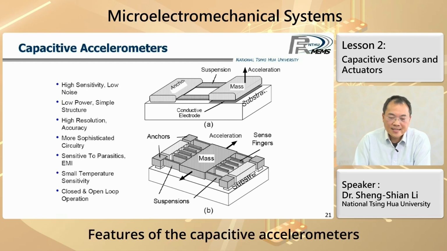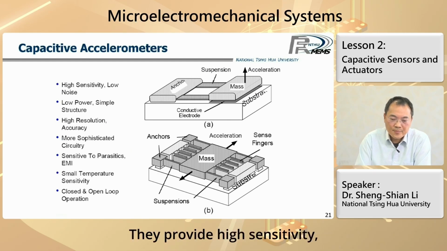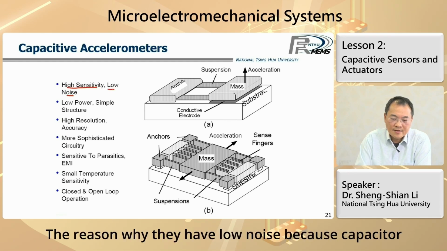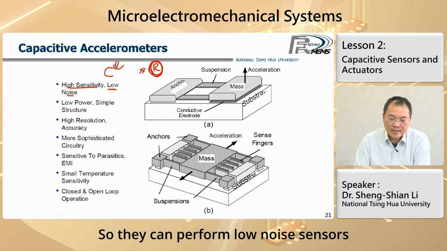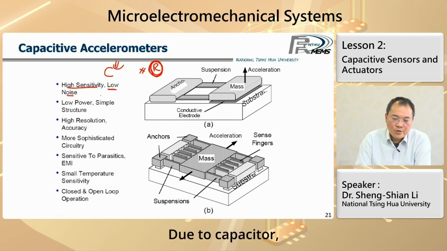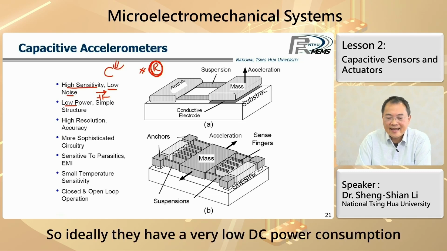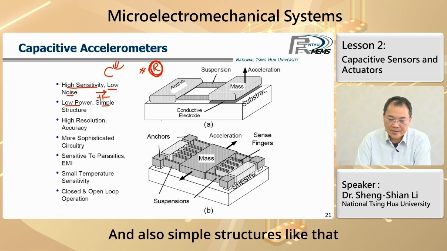Features of the capacitive accelerometers: they provide high sensitivity, right? Low noise. The reason they have low noise is because a capacitor is not like a resistor. Resistor is a noise source, but capacitors ideally do not have any noise, so they can make low noise sensors. Since a capacitor cannot pass a DC current, ideally they have very low DC power consumption, and also simple structures like that.